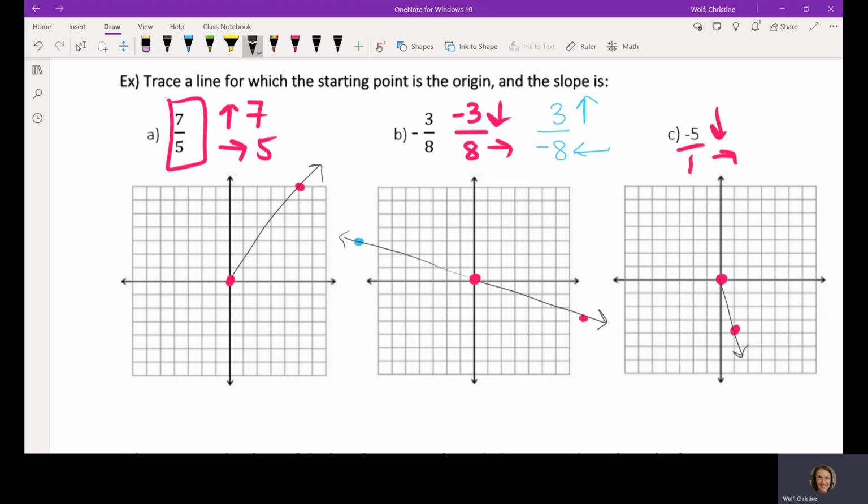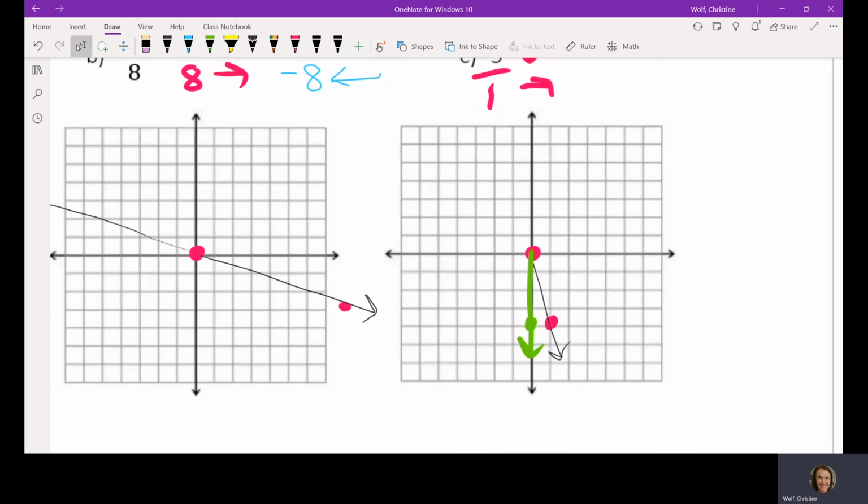There is always someone, always, who sees that -5 and doesn't stop and think for a second. They just think, oh, my rise is -5. What they do is they go, okay, I'm going to go down 5, and they put a line there and they go like that. That green line, what's the slope of that green line? It's completely vertical. Treadmill, is that possible? No, that's an undefined slope. I didn't give you an undefined slope. I gave you a -5. So that should be a trigger.